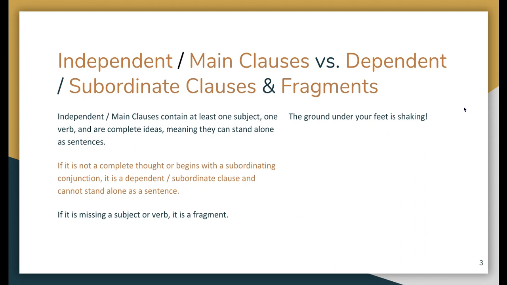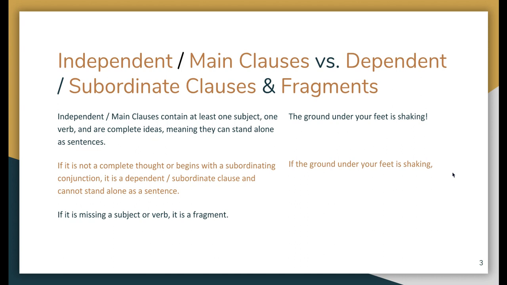Let's take a look at our second example. If it's not a complete thought or begins with a subordinating conjunction, it is a dependent or subordinate clause and cannot stand alone as a sentence. For example, if the ground under your feet is shaking. In this case, we still have a subject and a verb, right? But this idea is not complete, and it's because of our word here, if. Since the word if is there, the reader or listener is waiting to find out what happens if the ground under your feet is shaking. Therefore, it's an incomplete thought and cannot be a sentence on its own.